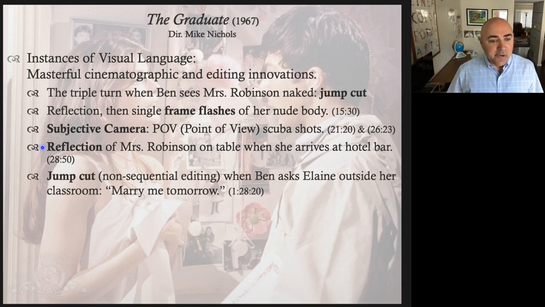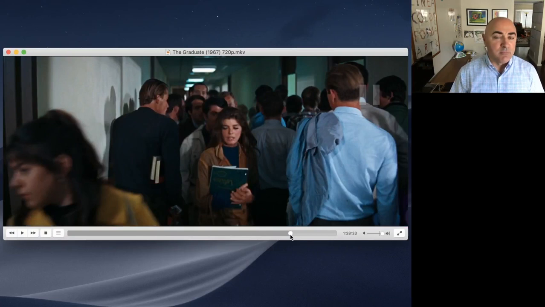It's when Benjamin is in Berkeley. Some context, remember, he's asking her to marry him. He thinks that she's the answer to all his problems, and he wants to marry her now.